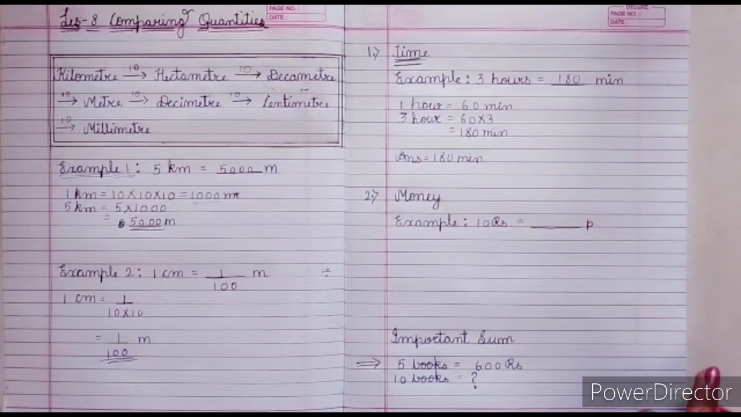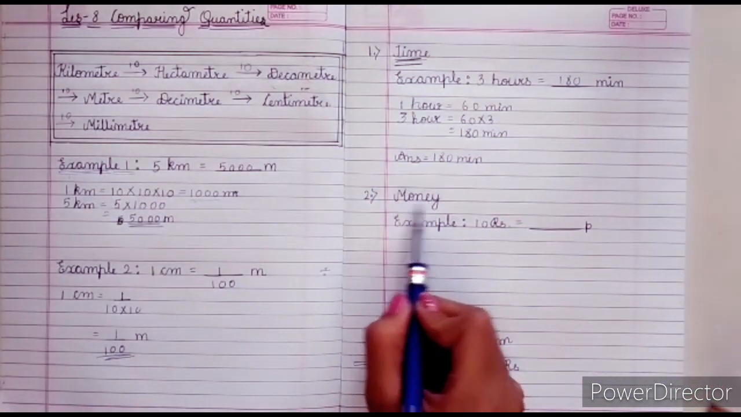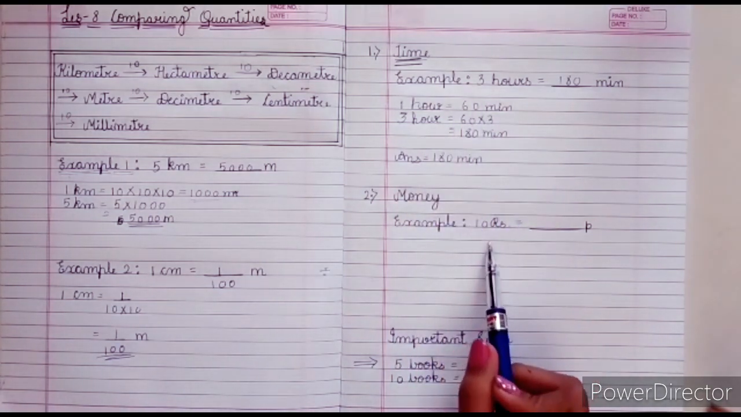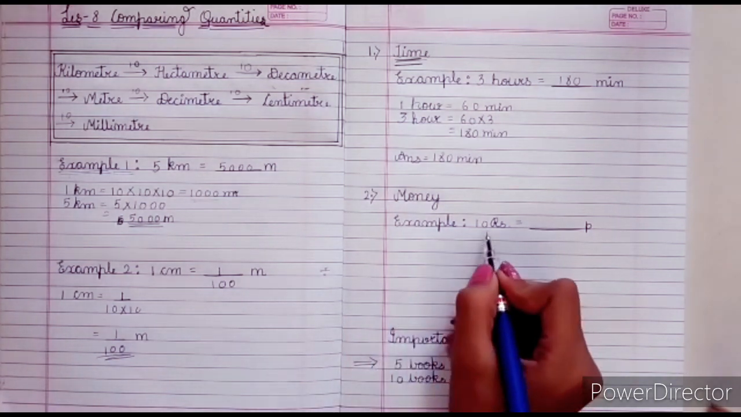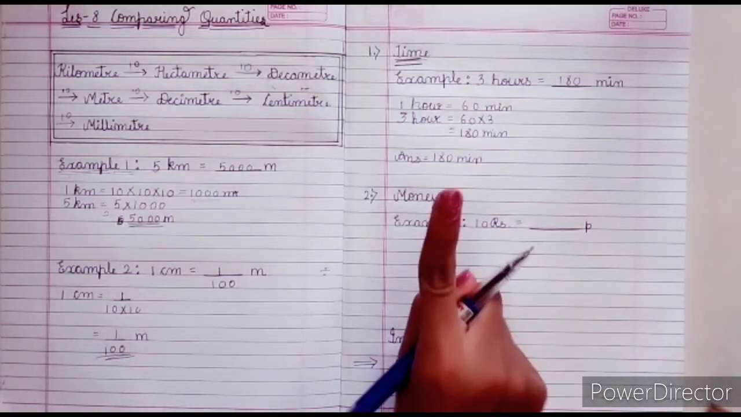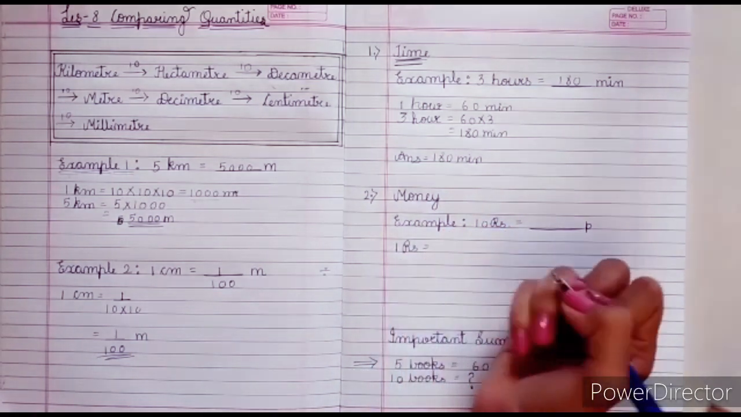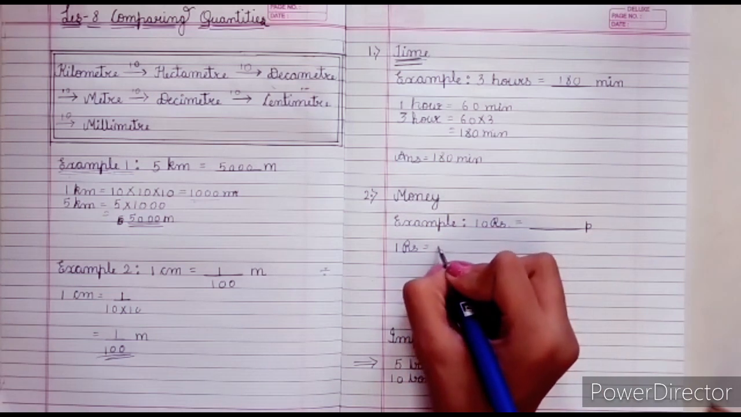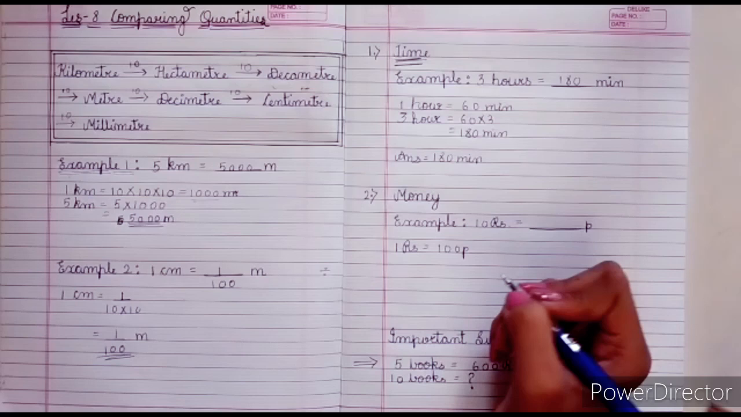Now the second type of conversion is conversion of money. In this we'll do the same that we did before. So let's do 10 rupees is equal to blank paisa. So here also first we'll find of 1. So 1 rupees is equal to, we all know that 1 rupees is equal to 100 paisa.